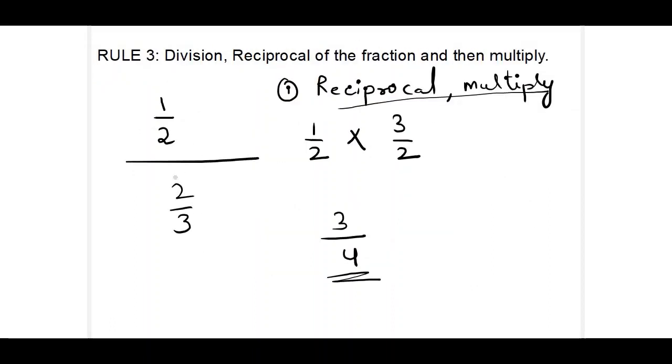In the same way for division, we just need to perform one extra step, that is, we just need to take the reciprocal. Here we have 2 by 3. We keep the first fraction as it is, we just reciprocate the second fraction and multiply it. So this gives the division value.